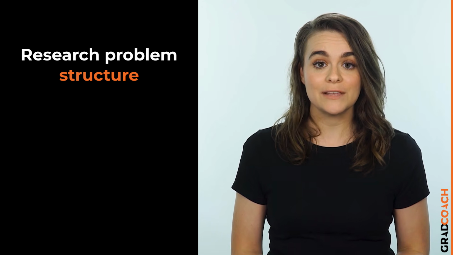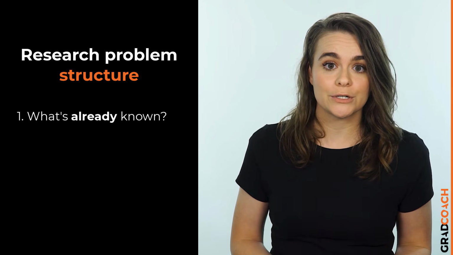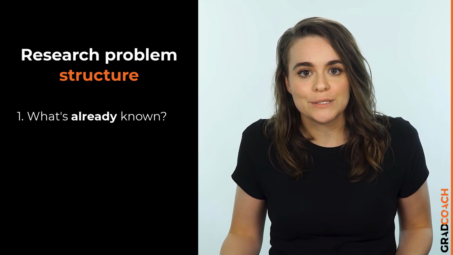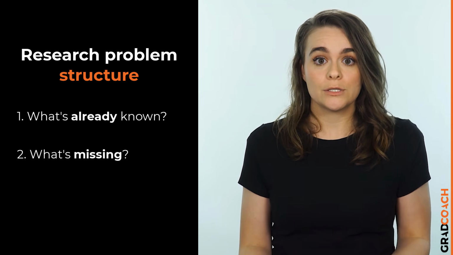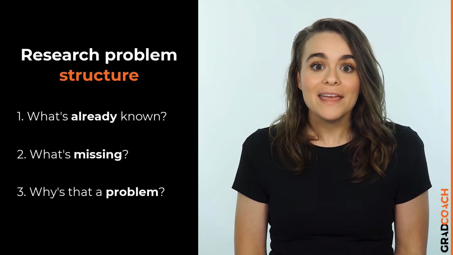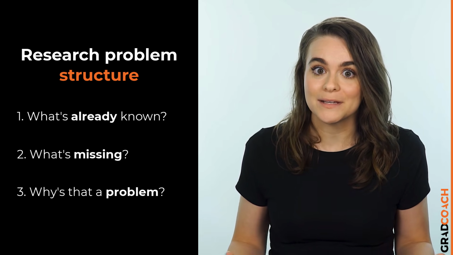It's usually a good idea to structure this discussion into 3 sections. Specifically, number 1, what's already well established in the literature. In other words, what's widely agreed upon by researchers. Number 2, what's missing in the literature. So where's the literature gap? And 3, why this is a problem. So why it's important to fill this gap.